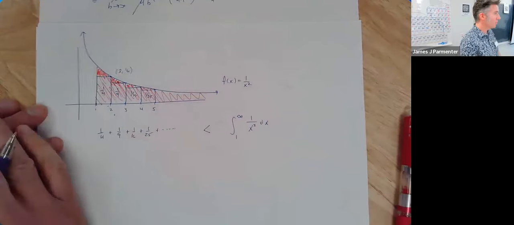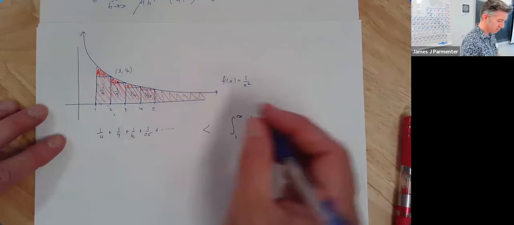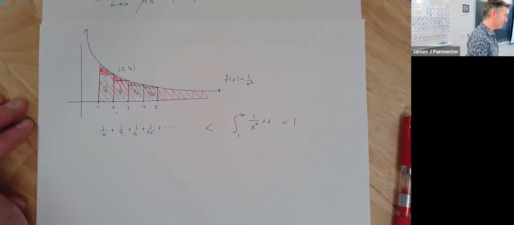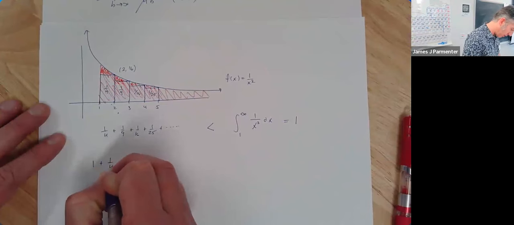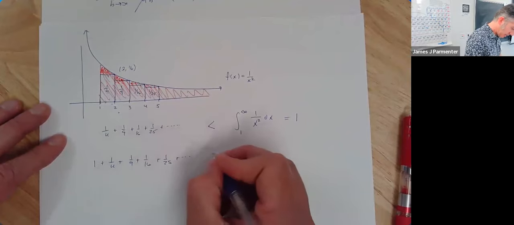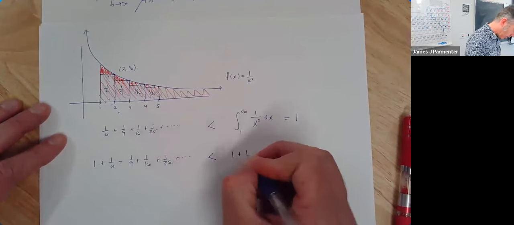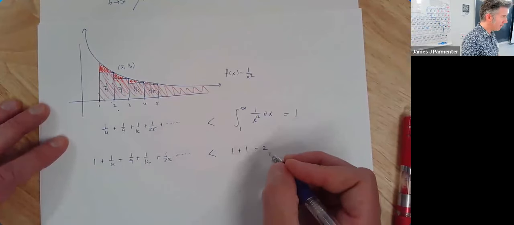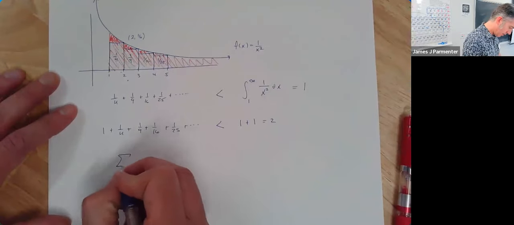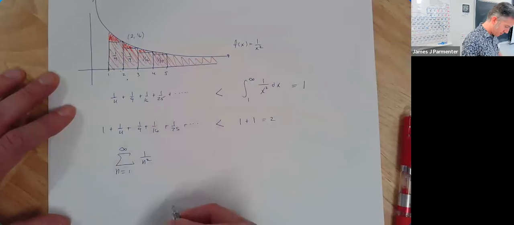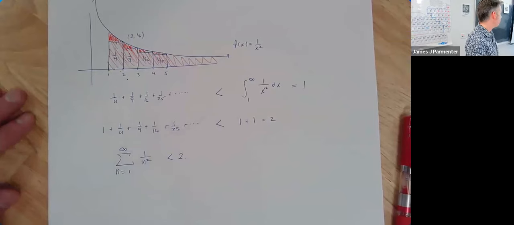which we just showed was equal to 1. And now I'm going to add 1 to both sides because I want all the terms of my series. So now I'm going to say that 1 plus 1/4 plus 1/9 plus 1/16 plus 1/25 and so on is less than 1 plus 1. I just added 1 to both sides. But here's what I really got: my series from n equals 1 to infinity of 1 over n squared is less than 2.